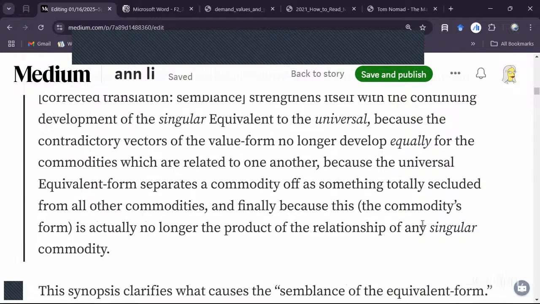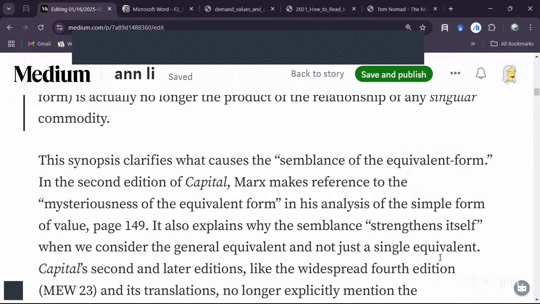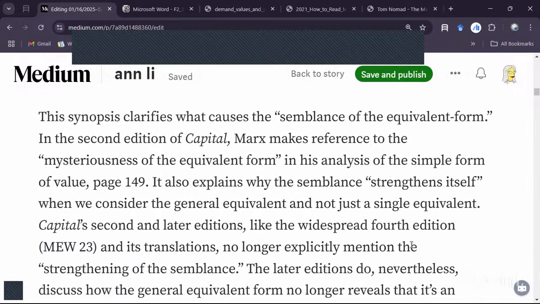So there is this transformation that occurs. This synopsis clarifies what causes the semblance of the equivalent form. And in the actual commentary book here, he spends a little time on this, so we're going to come back to this, unfortunately. In the second edition of Capital, Marx makes reference to the mysteriousness of the equivalent form in his analysis of the simple form of value, page 149. It also explains why the semblance strengthens itself when we consider the general equivalent and not just a single equivalent.